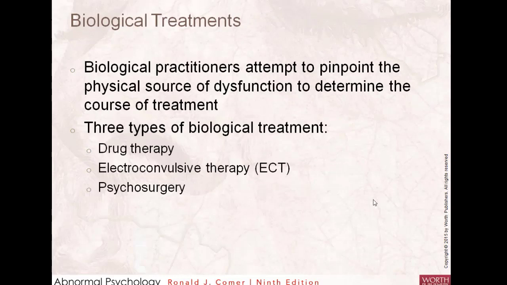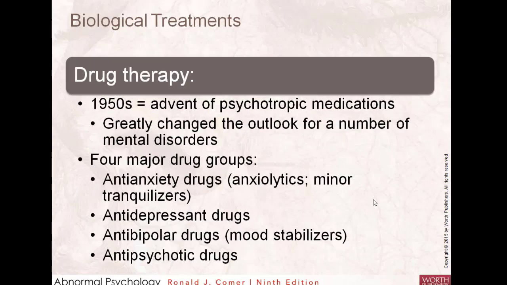Now, if you have a biological model, then you're going to emphasize biological treatments. You'll be more likely to want to treat a problem with drugs or electroconvulsive therapy or psychosurgery. Now, these are all three biological treatments, medical treatments, but they are listed here in the most common order. So drug therapy is going to be substantially more likely to be tried than electroconvulsive therapy and psychosurgery. And I would say that electroconvulsive therapy is probably substantially more likely to be tried than psychosurgery. So let's take these one at a time.